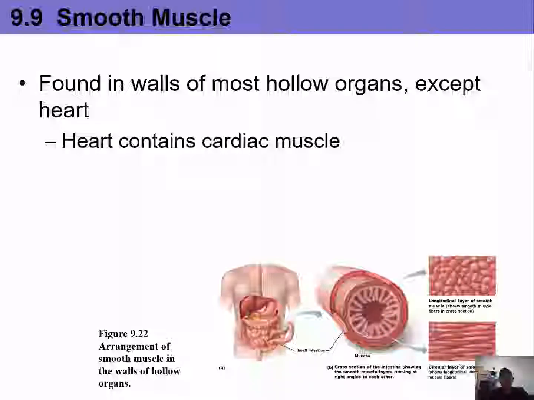So in this lecture, we're going to look at smooth muscle. Smooth muscle is found in the walls of most of your hollow organs, except for the heart. Of course, the heart contains cardiac muscle. An example of a hollow organ would be the small intestine here. And so the small intestine would be lined with smooth muscle, which helps push food through the intestine.